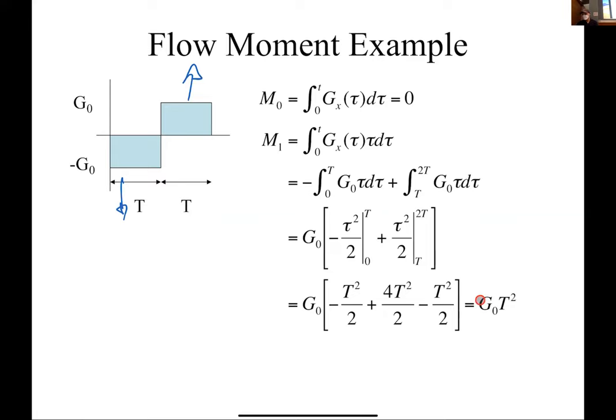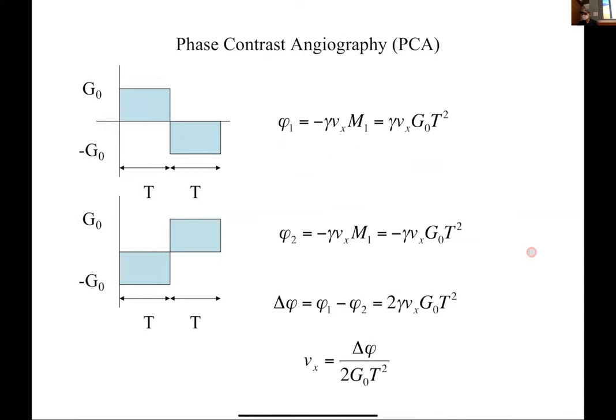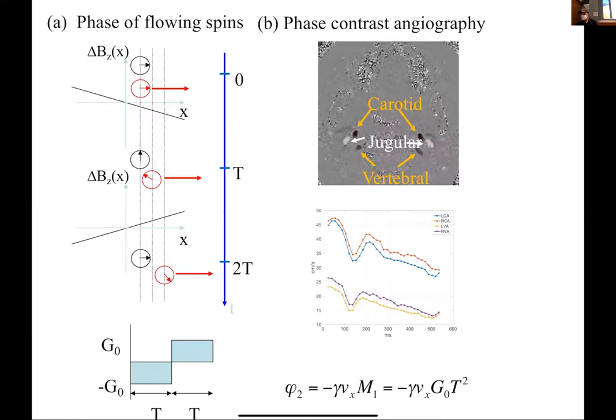So the bigger we make the gradient, the bigger the first order moment, and the bigger we make T, the bigger the first order moment. Typically what's done is we acquire a set of gradients, a phase with the gradients going one way, and we acquire one estimate of phase. Then we do the gradients the other way, acquire another estimate of phase, and if we subtract the two, we end up with something proportional to our gradient and our T squared, but it's also got this velocity term in it. So then we can solve for velocity in terms of the phase. And so that's what this looks like here.